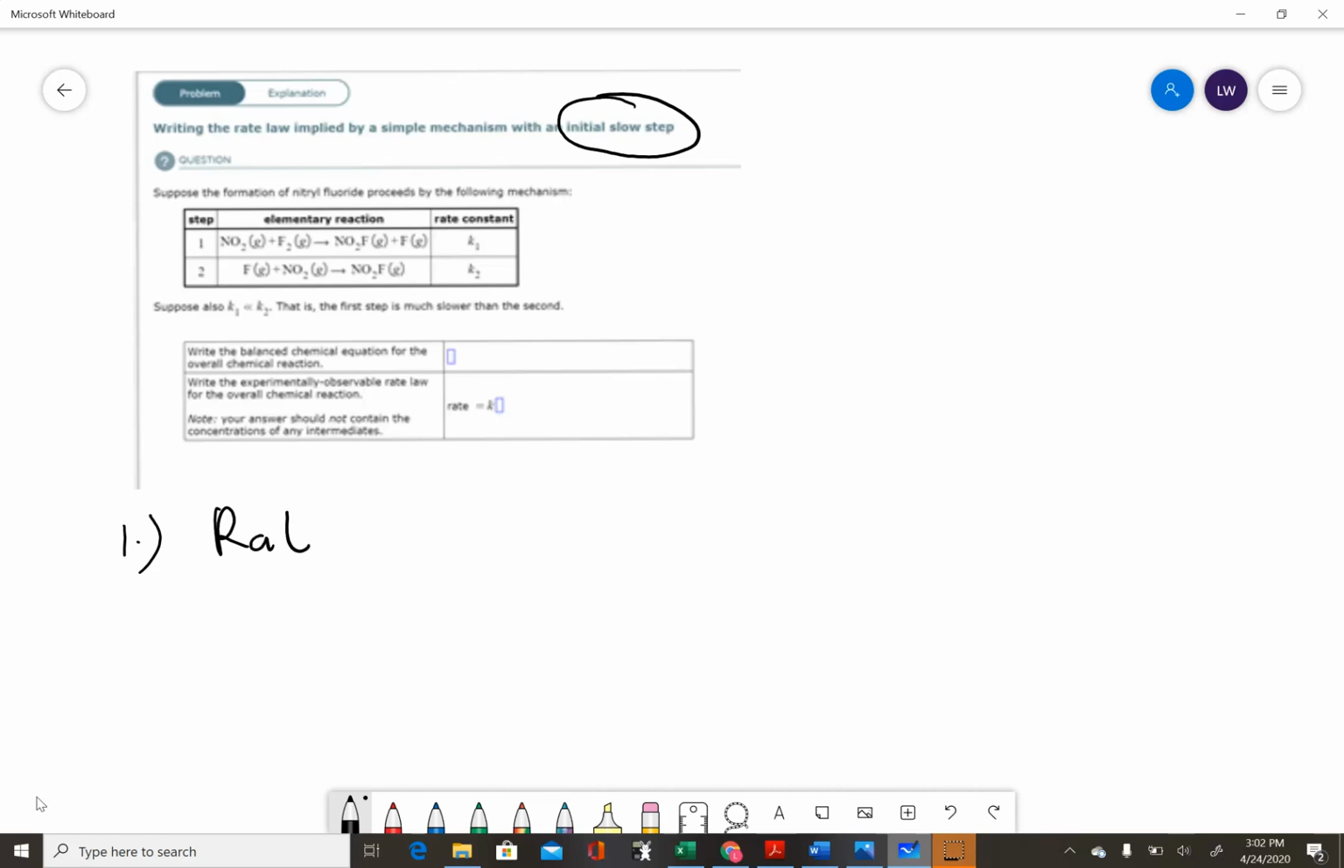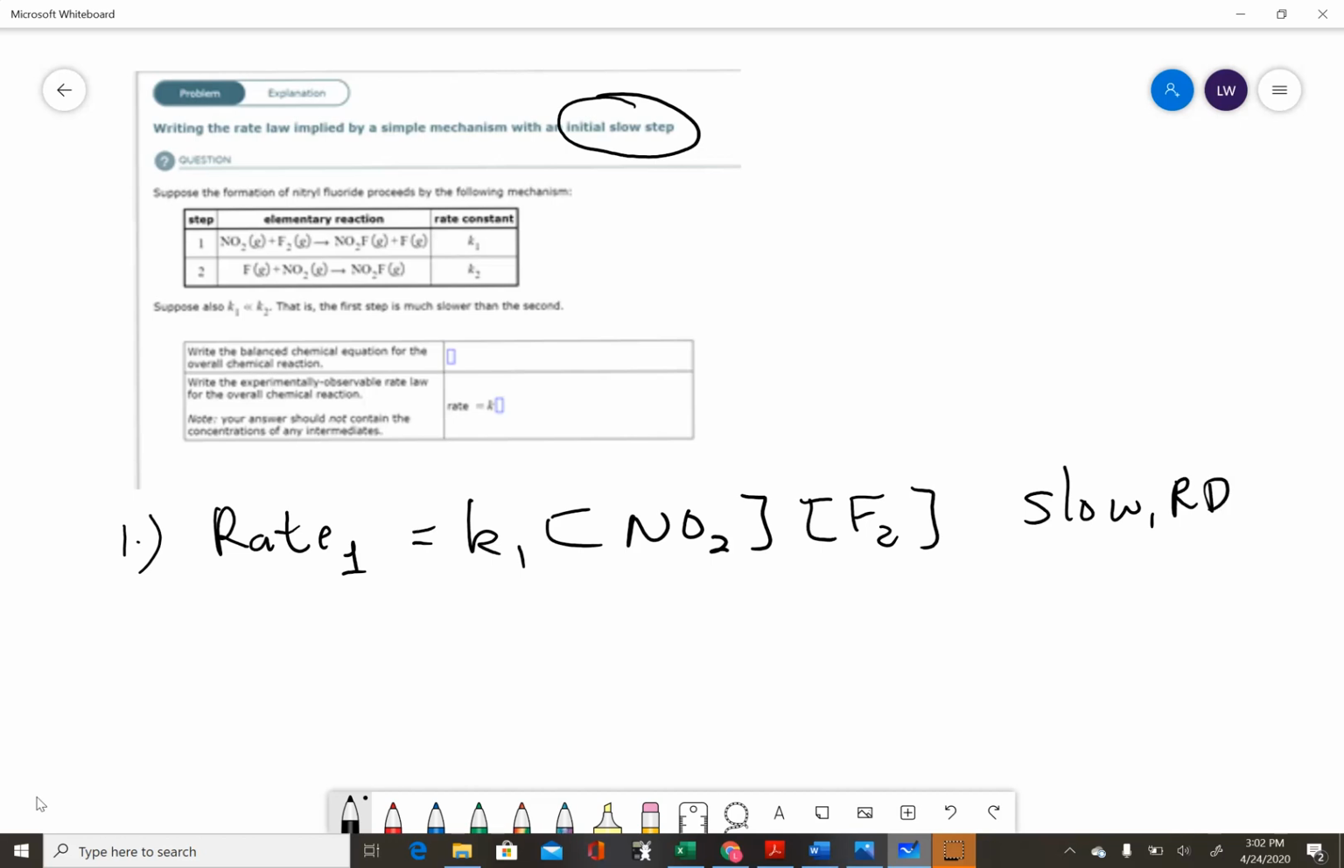So the rate of reaction 1 is just equal to the rate constant for reaction 1 multiplied by [NO2] to the power of 1 multiplied by [F2] to the power of 1. And this is the slow or rate determining step.